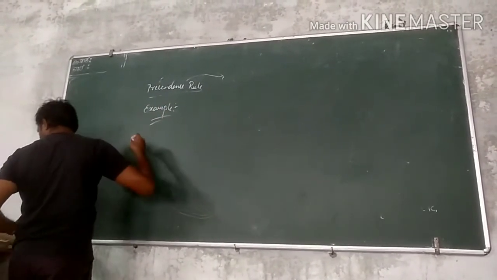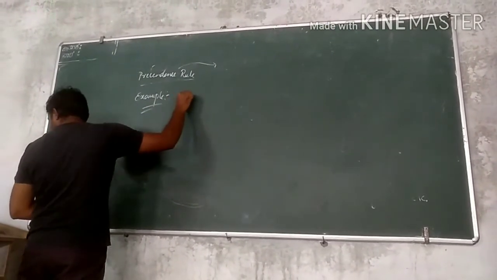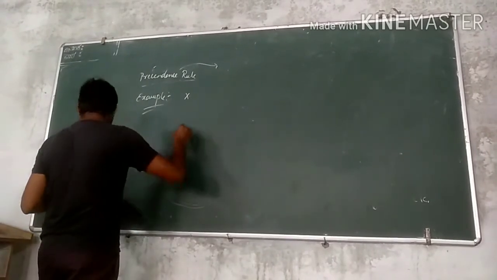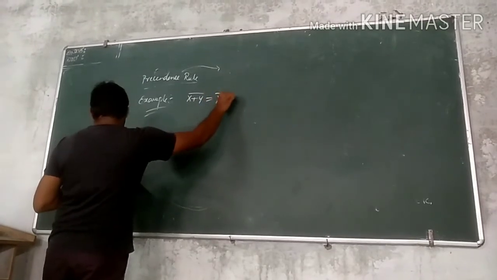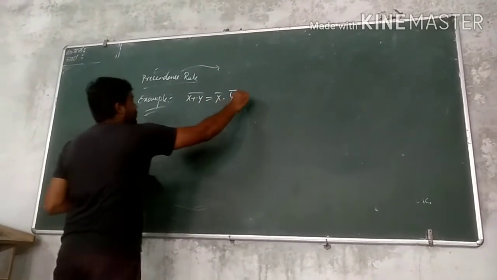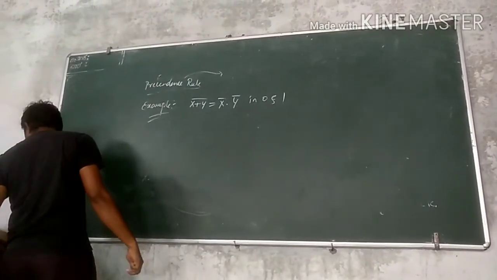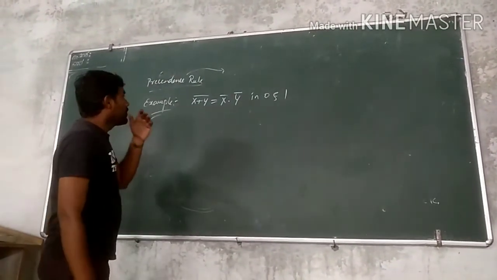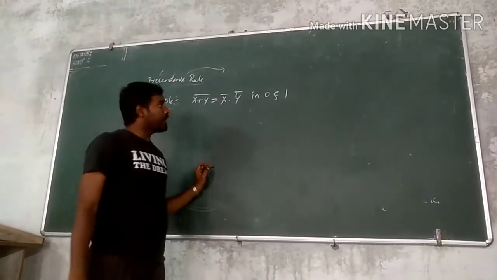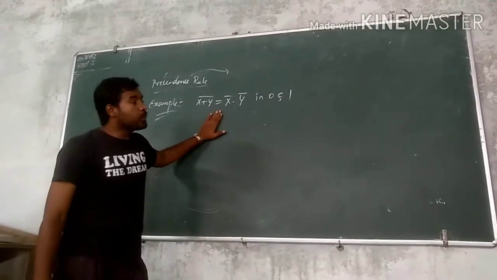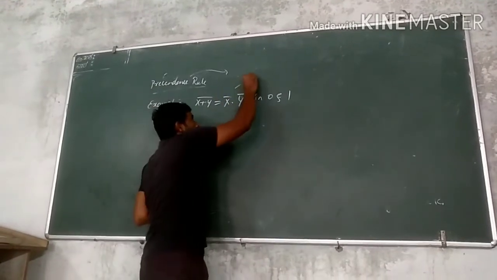Example we have here: x plus y complement equals x complement dot y complement. So it means that he is saying that in Boolean algebra, verify the equation using the truth table. He is going to mention that we should try to solve this equation using the truth table.